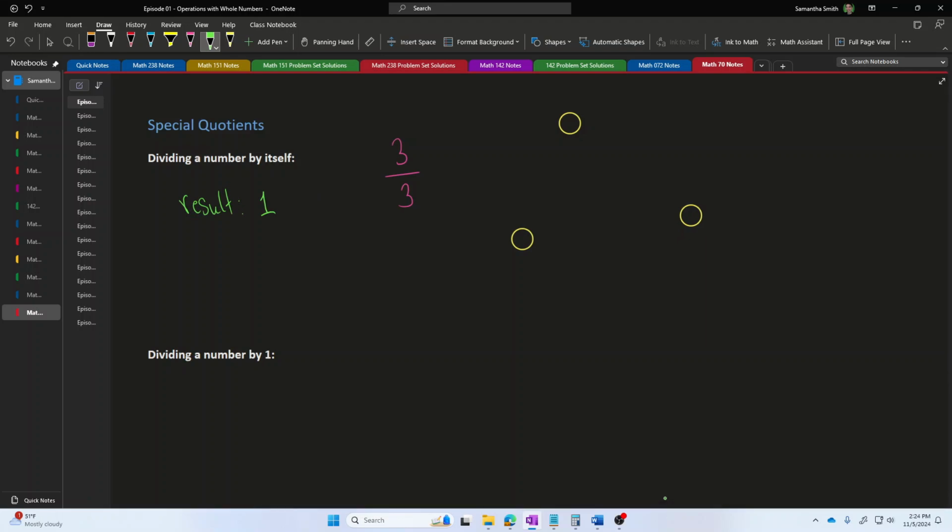So, for example, if someone says, what's 1215 divided by 1215, you can answer this question immediately. If you divide a number by itself, the result is always going to be 1.